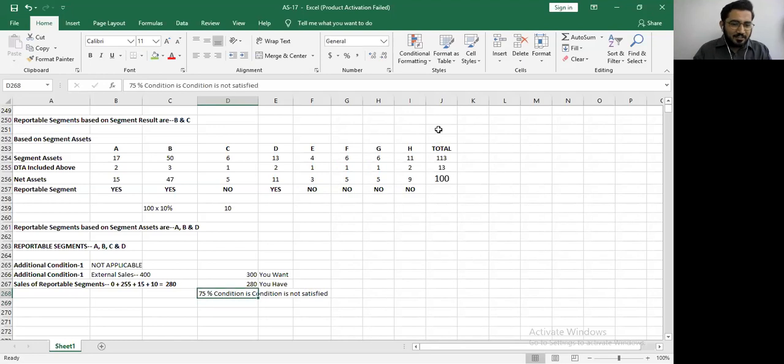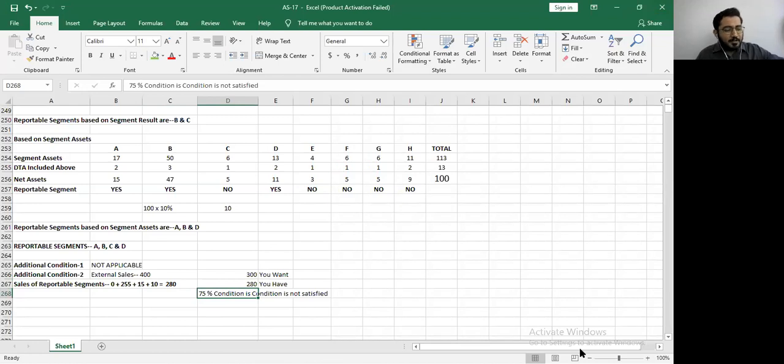Look at the second additional condition. So we are talking about additional condition number 2. We have to find out 75% of external sales should come at least from the reportable segment. तो मैंने देखा अभी तक मेरे reportable segment कितने हैं? A, B, C, D. फिर मैंने 75% criteria निकाला. 400 का 75%. How much do we want? 300. Against that, how much do we have? 0, 1, 0, 255, 15 and 10. We have how much? 280. हमको चाहिए कितना? 300. हमारे पास है कितना? 280. Which means the 75% condition is not satisfied.